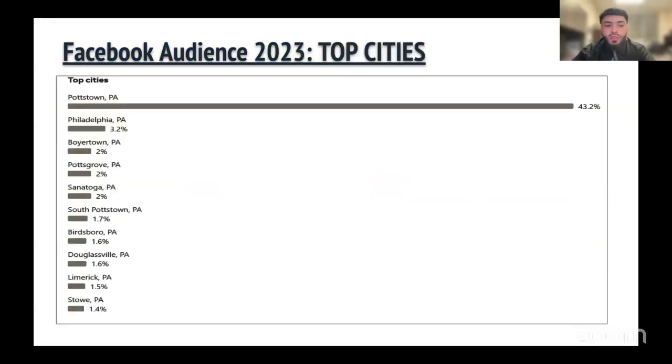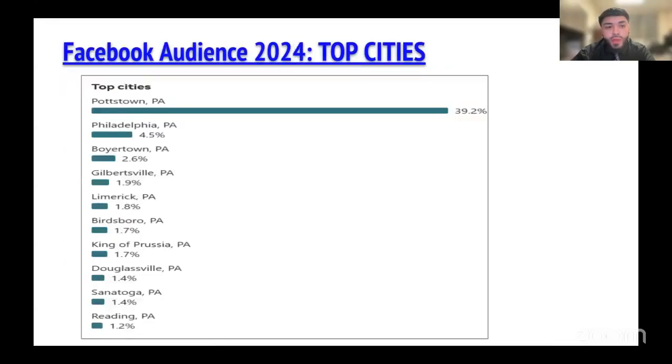The next part is Facebook's top city audience. Number 1 in 2023 is Pottstown with 43.2%. Philadelphia takes second with 3.2%. And in 2024, you can see that Pottstown is on top with 39.2%. Philadelphia is in second with 4.5%. So from these analytics, you can see that our Facebook audience is made up of our alumni, family, and students.